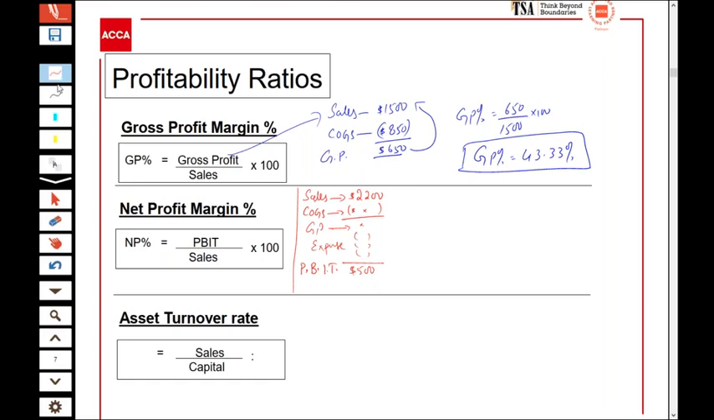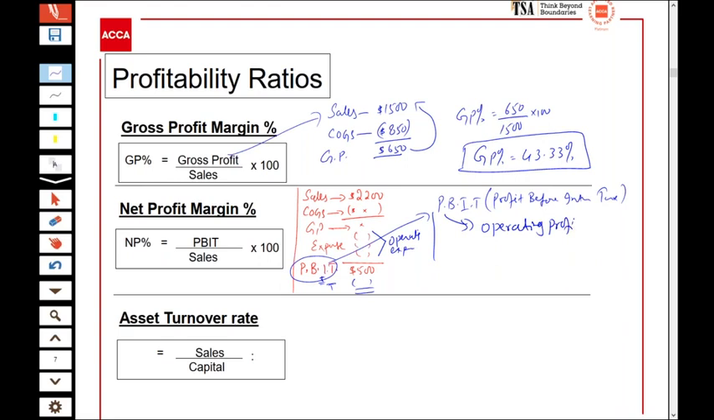That is profit before interest and tax, and then you need to deduct interest and tax. But we will be taking PBIT, profit before interest and tax. Why had I not calculated the interest and tax? Because these are the operating expenses, and we need operating profit. So PBIT is also called operating profit. What operating profit? That is 500 and 2200.